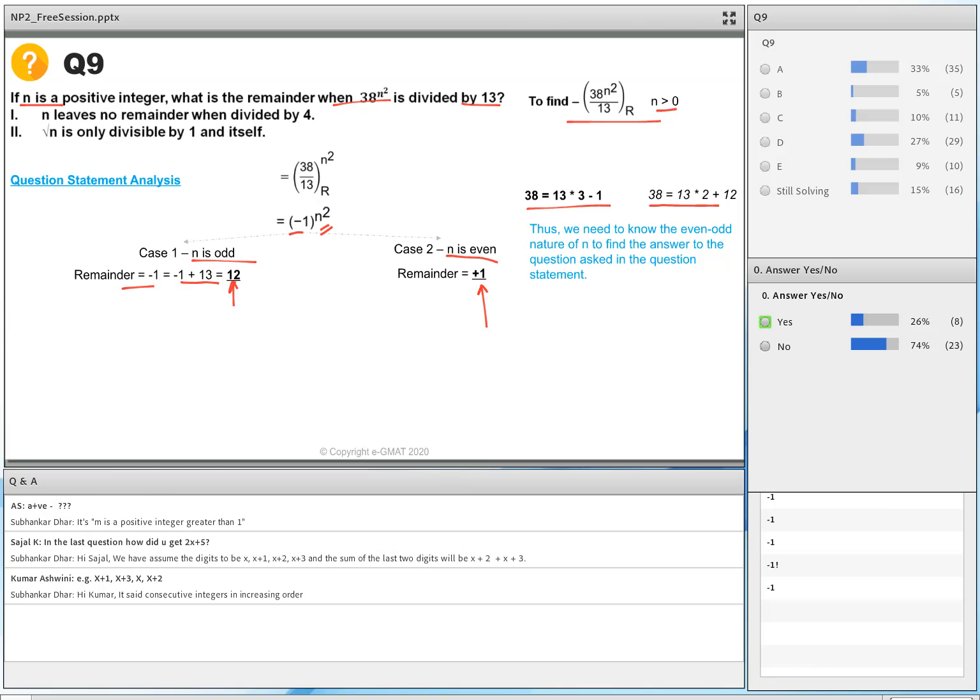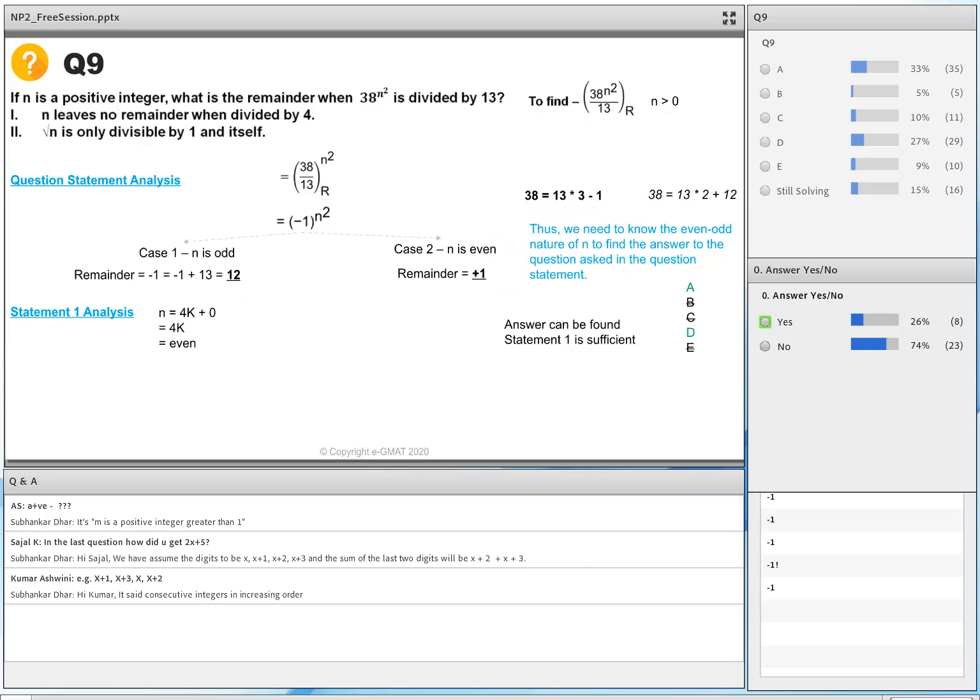The implicit information that's given in the question stem, or the explicit information, whatever, either way, you need to understand what the information is speaking to you. What is it trying to tell you? Only with that can you master GMAT data sufficiency. Right? So with that information, let's understand how we proceed in the question. So we have two possibilities. If n is odd, the remainder is 12. If n is even, the remainder is plus 1.